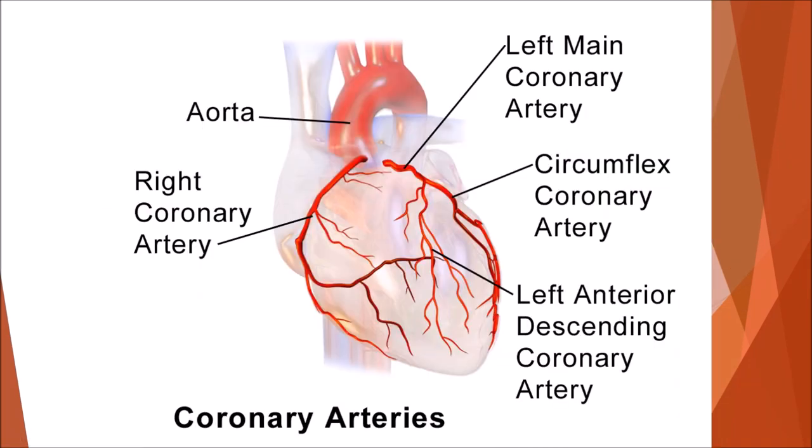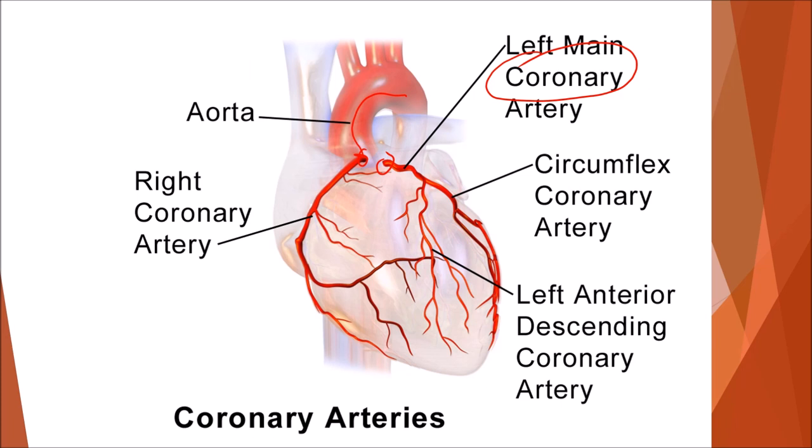All right, and before we move on, I do want to mention this, and this is just important, and these are the coronary arteries. The coronary arteries are going to be the arteries that actually supply oxygen to the heart itself. Okay, they come off of the aorta. You can see the aorta right here. Right? And we have two main ones, a right coronary and a left coronary.